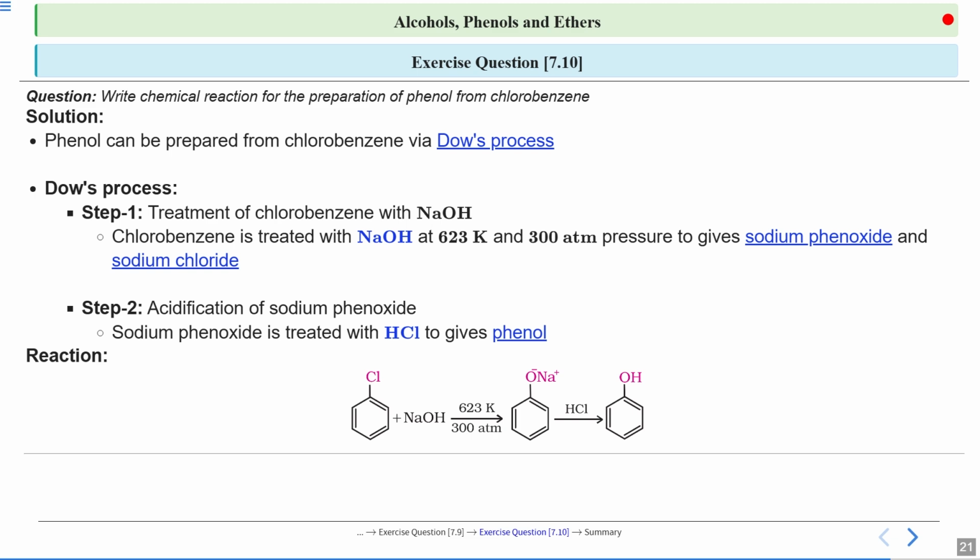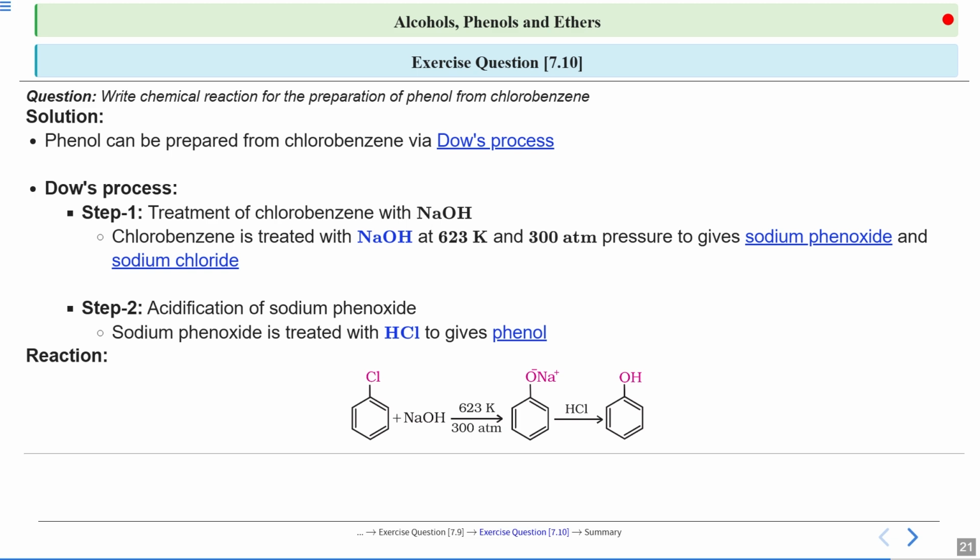Then it will undergo the acidification process, reacting with hydrochloric acid, and you will get the alcohol. The Na positive will form the side product NaCl with chlorine, and O negative will attach with H positive to give us the alcohol, that is phenol. One thing I want to add, remember we also told you that if any electron withdrawing group is present at the ortho and para positions of benzene, it is going to increase the rate of the reaction of the Dow process.